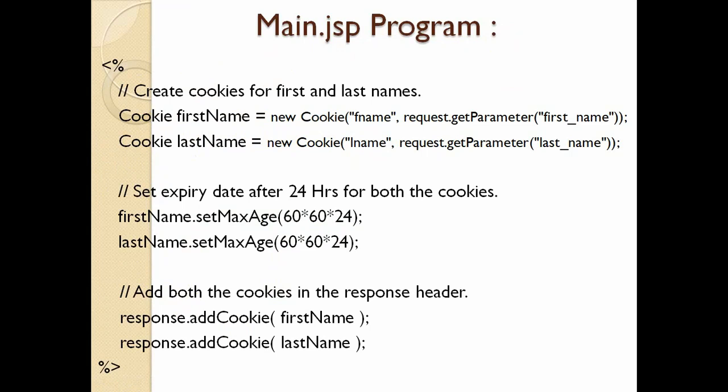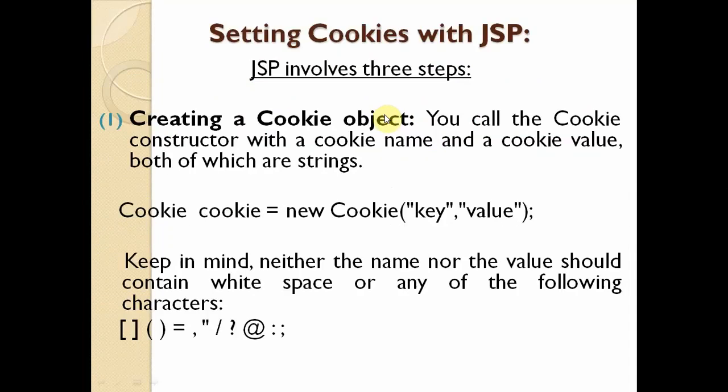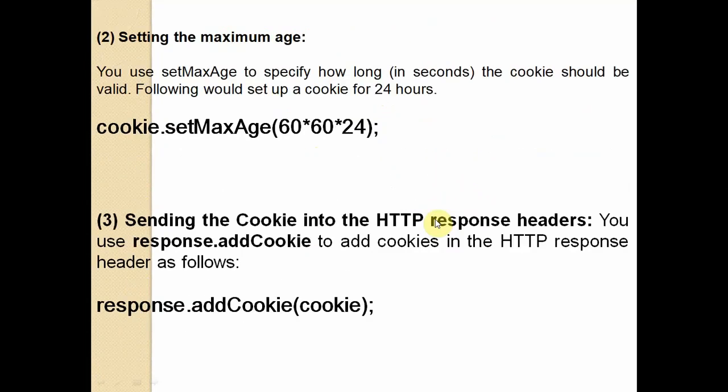You can see here, cookie fname equals new Cookie. fname is the variable name, and in new Cookie the first parameter is the key, and the second parameter is the value of this key. So the first parameter is the name and the second is its value.